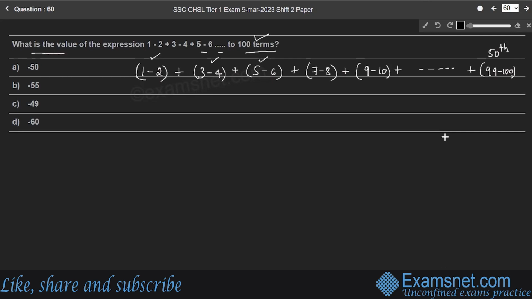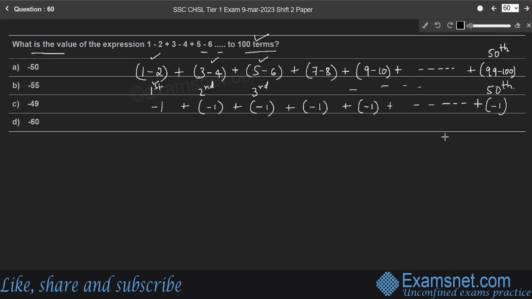Therefore, consider each pair. 1 minus 2 gives minus 1. Plus 3 minus 4 gives again minus 1. 5 minus 6 gives again minus 1. So up to 99 minus 100 is again minus 1. Here, the first minus 1 is the first term, then the second term, third term, like that. So the 50th term is also minus 1.